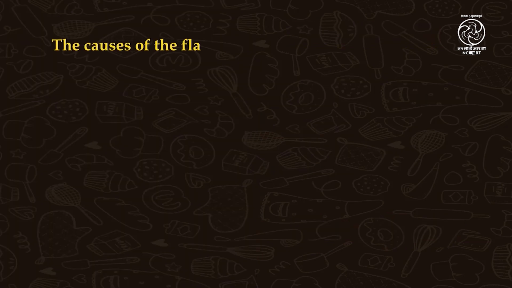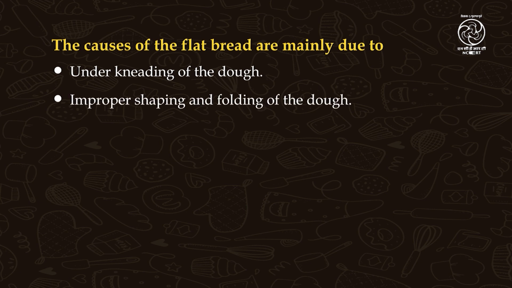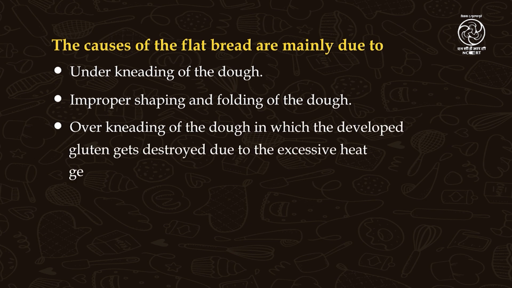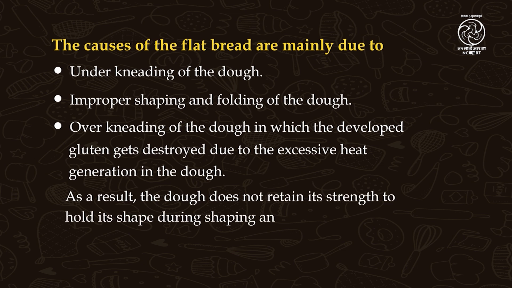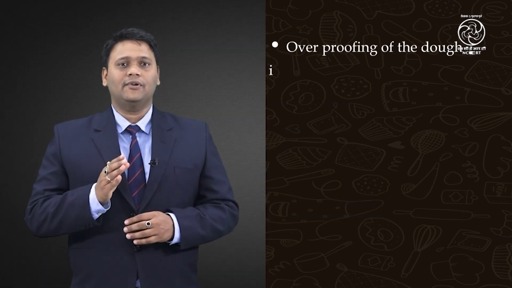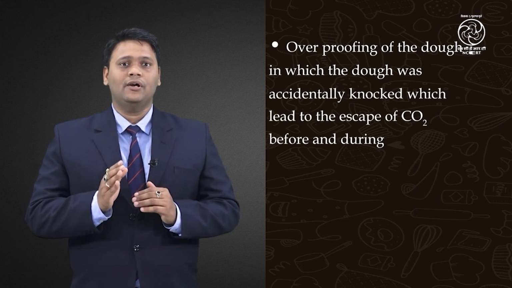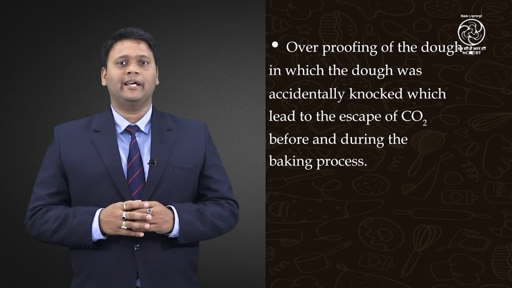The causes of the flat bread are mainly due to: first is under-kneading of the dough, second is improper shaping and folding of the dough, third is over-kneading of the dough, in which the developed gluten gets destroyed due to excessive heat generation in the dough. As a result, the dough does not retain its strength and holds its shape during shaping and proofing stages. Fourth is overproofing of the dough, in which the dough was accidentally knocked, which led to the escape of carbon dioxide gas before and during the baking process.